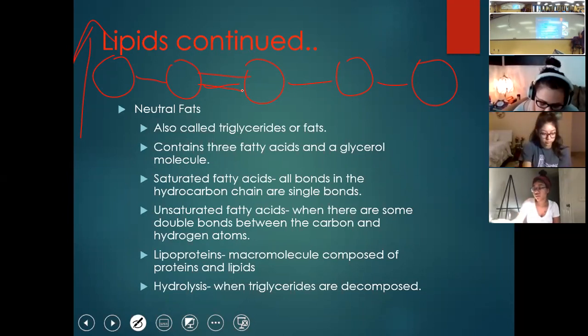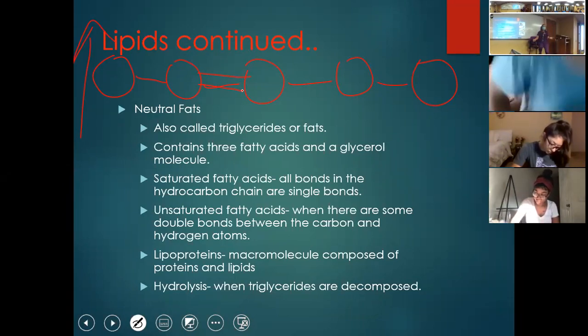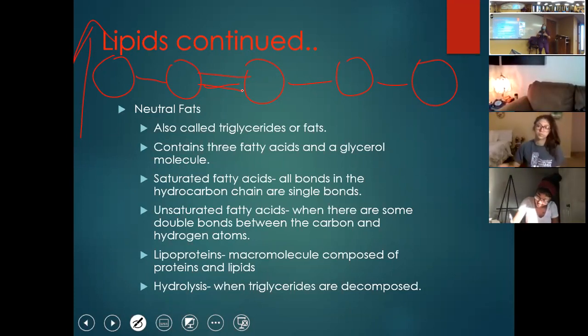Polyunsaturated would be more than one double bond. The more double bonds I have, the more energy I need to use to break them apart. Double bonds are harder to break than single bonds. The more double bonds I have, the more energy I'm using, the less energy I have available to go to the storage unit.